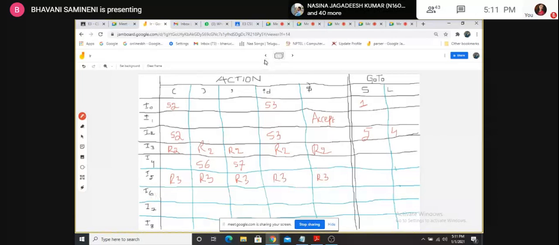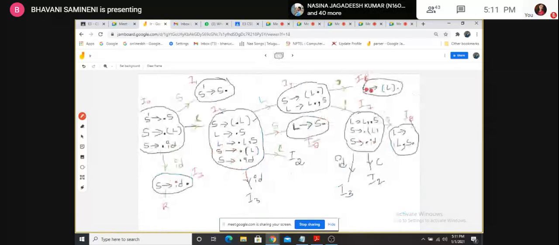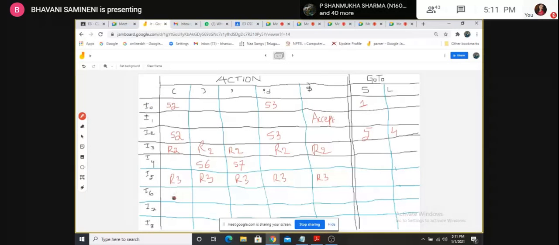In the same way for I6. For I6, we have this state, and this is the first production, right? So you have to enter R1, R1, R1, R1, and R1. Okay. Next, I7.